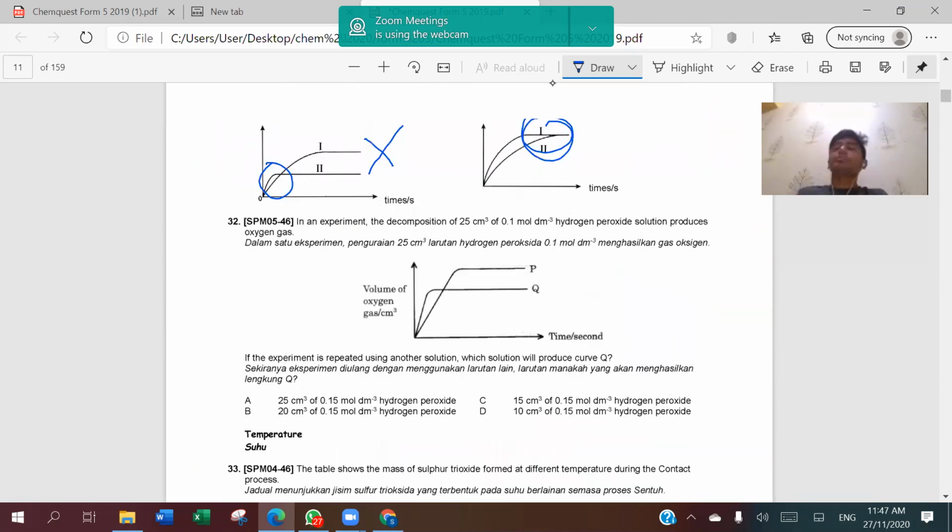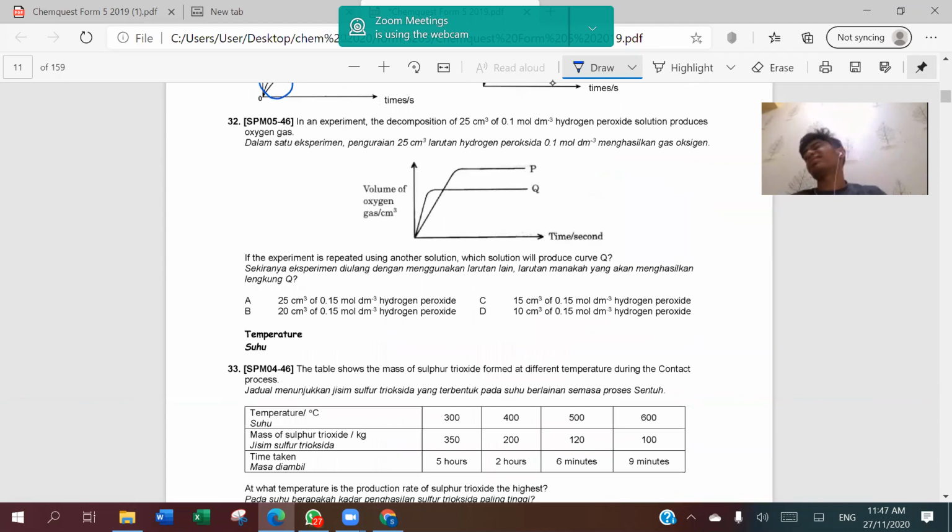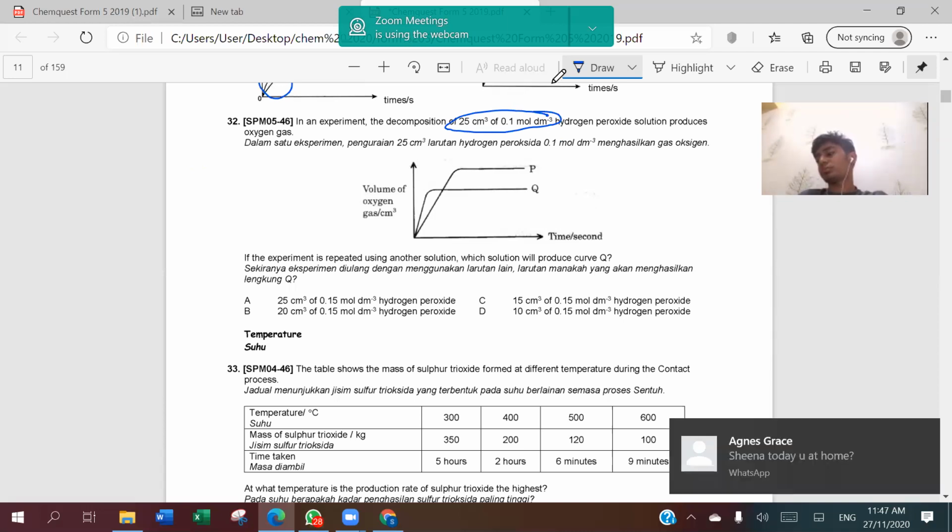Okay, let's go to question 32. Here is 25 centimeter cube, 0.1 mole per decimeter cube hydrogen peroxide solution. Okay, here I'm using 25 and 0.1 for P. If I repeat this experiment using another solution, which solution will produce the curve Q? What do you think is the best answer?